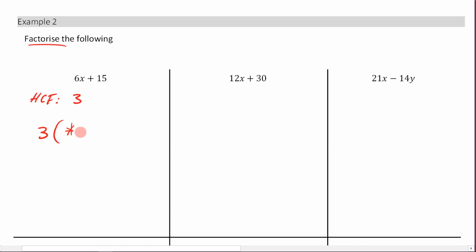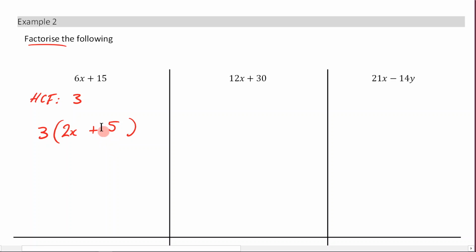And now I'm going to have something plus something. 3 times what is going to be 6x? Well, that's going to be 2x. 3 times what is going to be 15? Well, that's going to be 5. And just like that, I've got my answer.